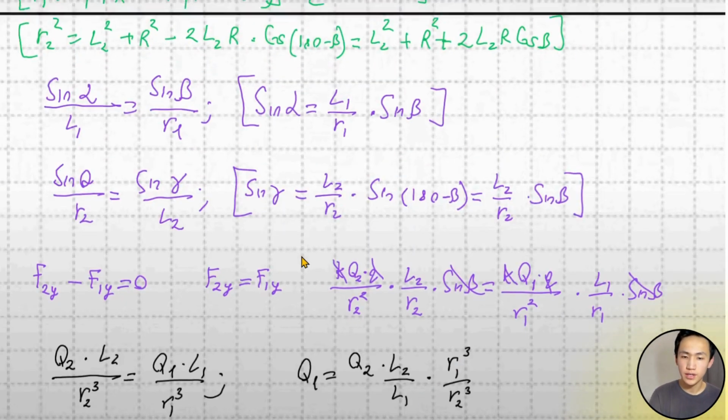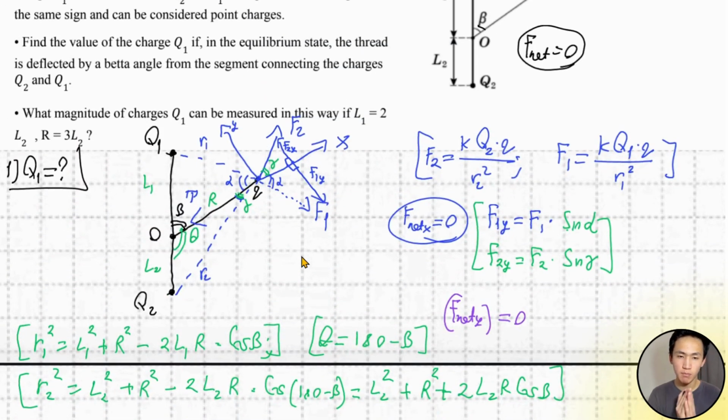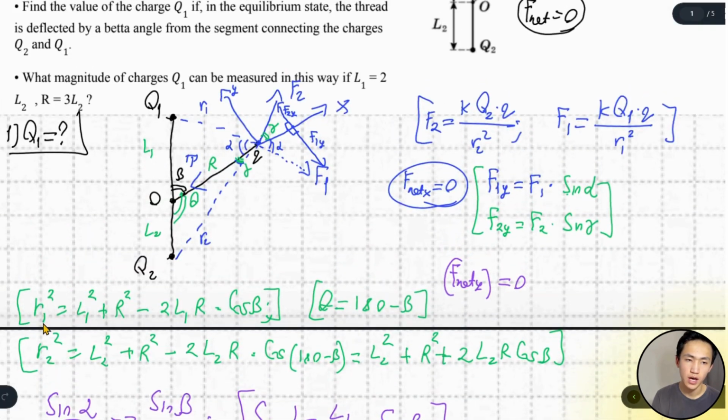So the second question. Let me summarize this problem solving. We used just geometric knowledge and physics. From physics, we just put in Coulomb forces. If you know geometry very well, you can solve this problem easily. It's not as hard as you thought. So the second question: what magnitude of charge Q1 can be measured in this way if L1 equals 2L2 and r equals 3L2?